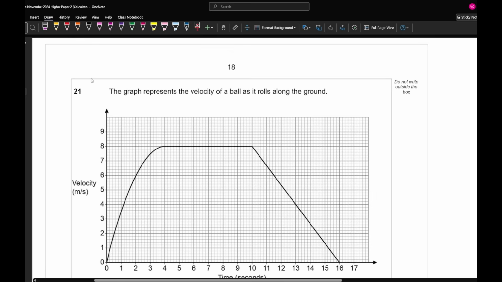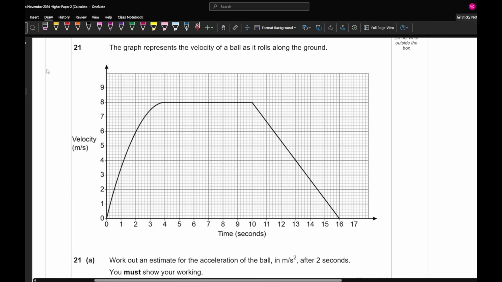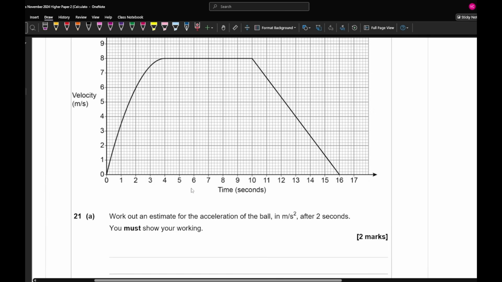Moving on to question 21, it says the graph represents the velocity of a ball as it rolls along the ground. And for question 21a, it says work out an estimate for the acceleration of the ball in meters per second squared after 2 seconds. You must show your working out.